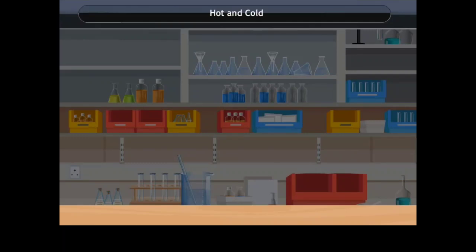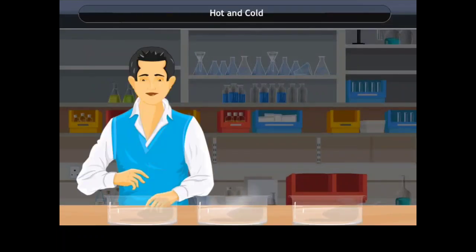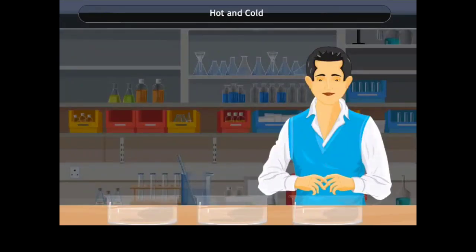Take 3 containers and label them as A, B and C. Take cold water in container A and hot water in container B. In container C, mix hot and cold water in equal amounts. Now, place your left hand in container A and right hand in container B for 2 minutes. Then, dip both your hands in container C.